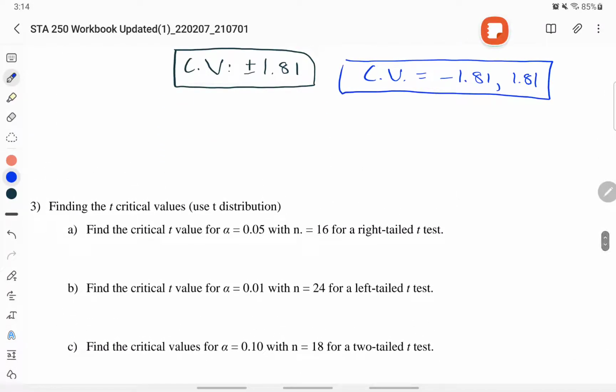Now we're going to do the same thing, but now it's a t-test. We're finding t critical values using the t-distribution. Find a t critical value for an alpha equals 0.05 with n equals 16 for a right tail test. A right tail t-test is a one tail test to the right.